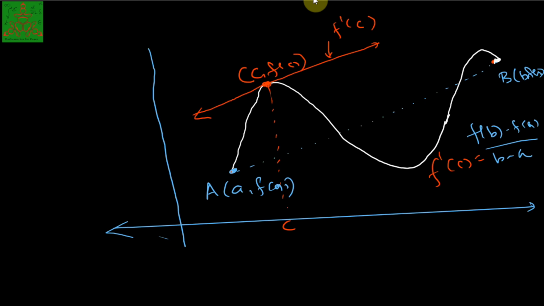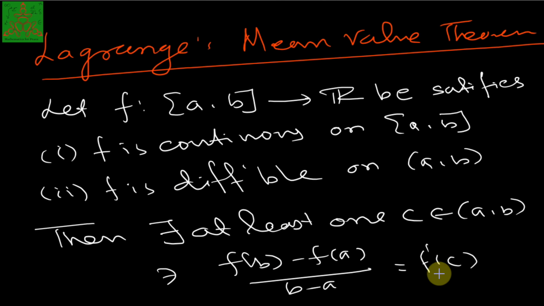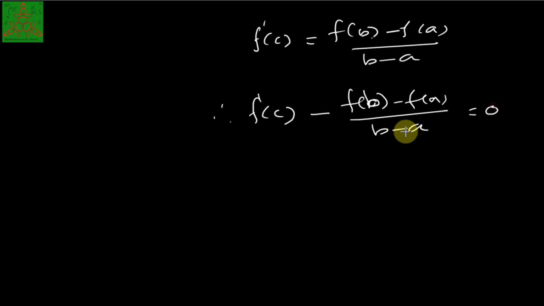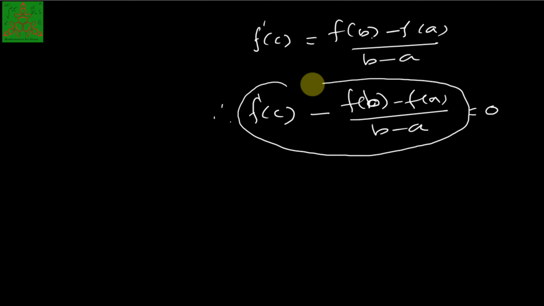Here I have given the thing we need to prove. This is the rough work: I need to prove that f dash of c equals f of b minus f of a upon b minus a. So ultimately I have to prove that f dash of c minus f of b minus f of a upon b minus a is equal to 0. That means I need to find some function whose derivative is this, so I can apply Rolle's mean value theorem for that.